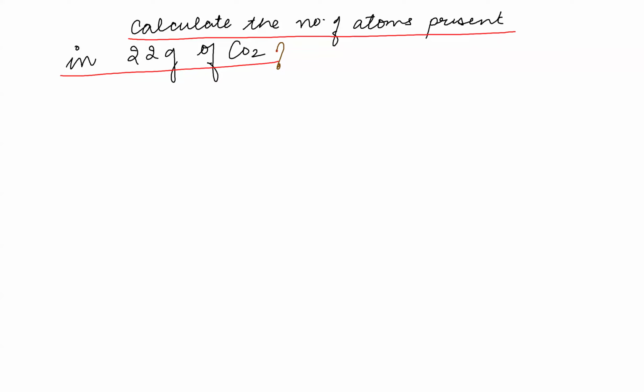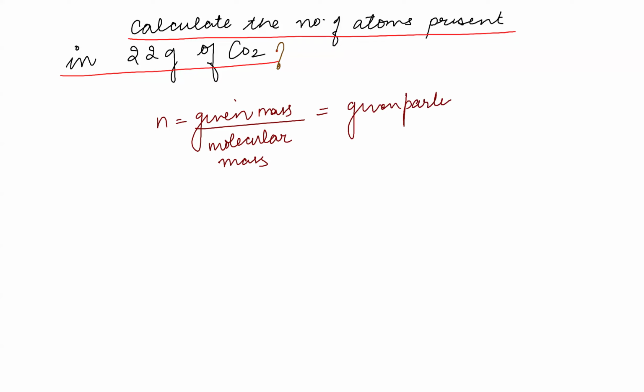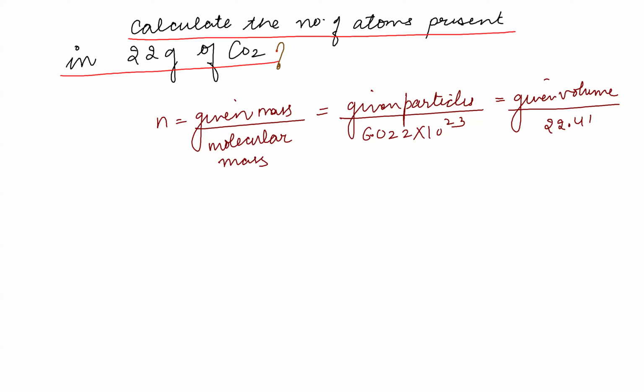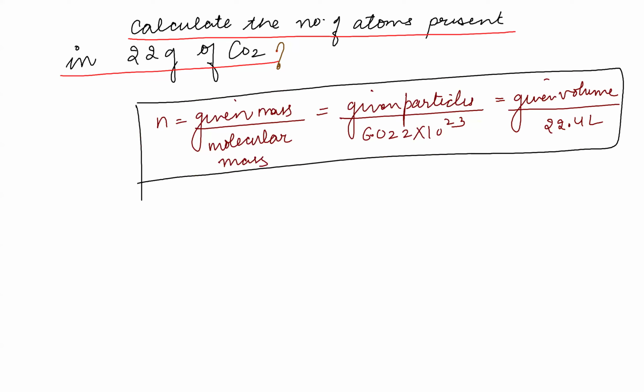So what will you say? You will say that N is equal to given. So first write down the standard formula. Given mass by molecular mass is equal to given particles divided by standard particles, which is 6.022 into 10 raised to 23, which is also equal to given volume by 22.4 liters. Once you do that, you will have what?